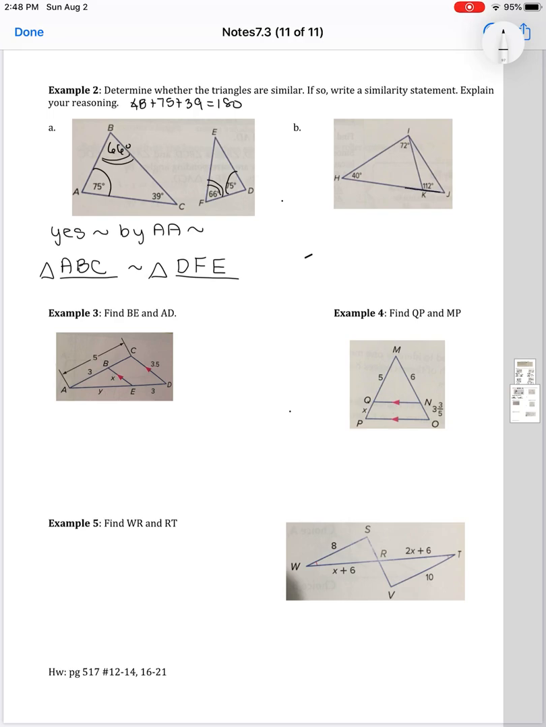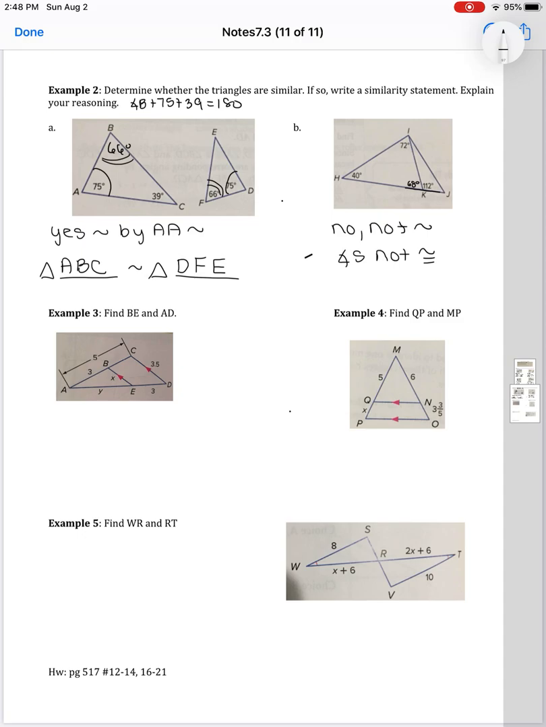All right, over here, the only other angle I can find would be the one next to the 112 because they add up to 180. And what you're going to find is those in the two triangles, the angles are never going to match up. So, no, they're not similar. And you can just say angles not congruent.